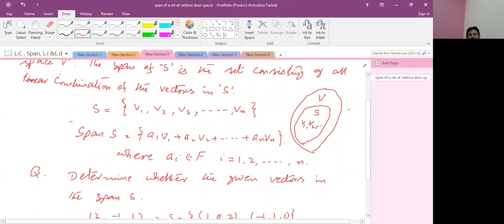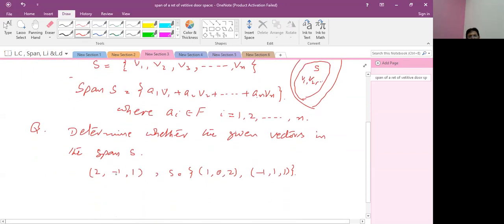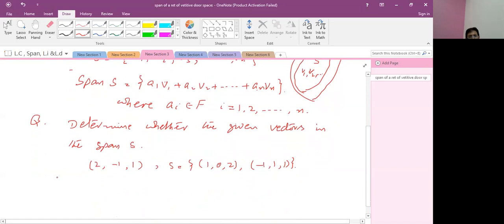So, students, the question about the span of a set of vectors: determine whether the given vector is in the span of S or not. We will determine it by this method, students. Question number 1, about the span of a set of vectors.